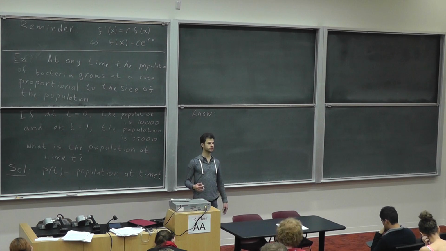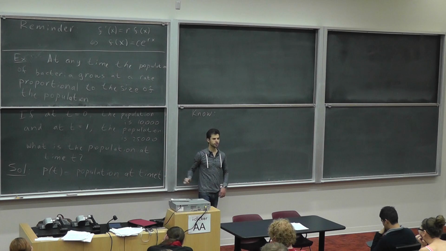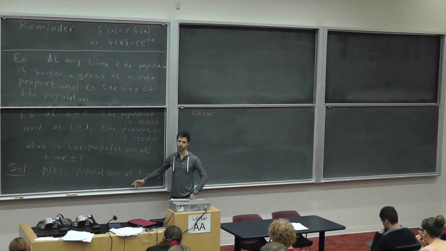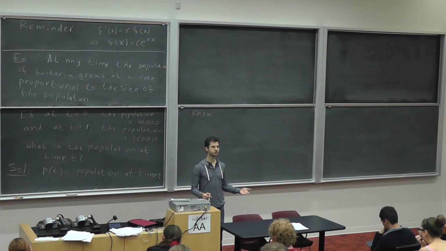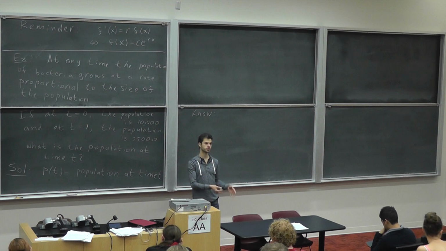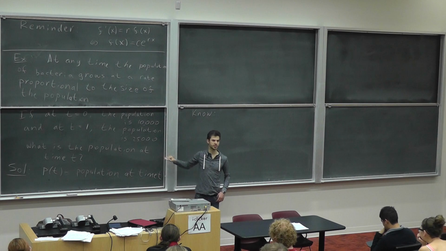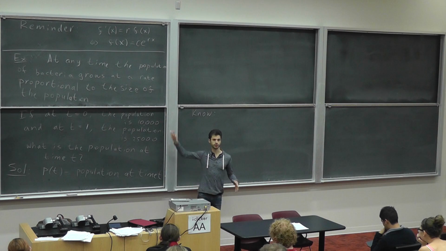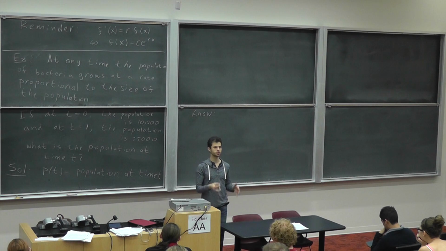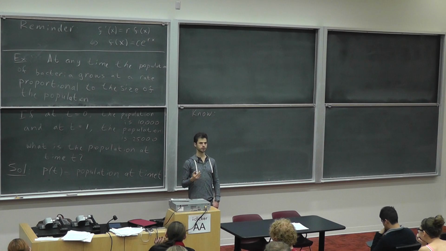So what we are doing now is just translating the problem, a word problem, into mathematical terms. We started by giving a name to the function that we are interested in, the population size at time t. And now I just want to go sentence by sentence and translate each sentence into mathematical terms. The first sentence is important. The rate of change of population is proportional to the size of population. What does it mean in terms of P?